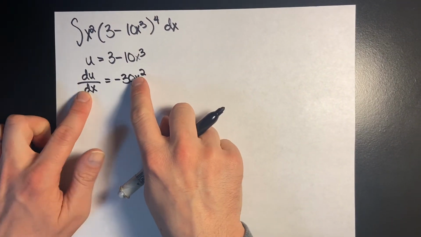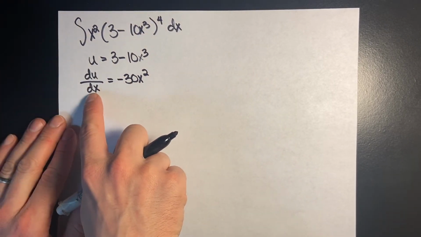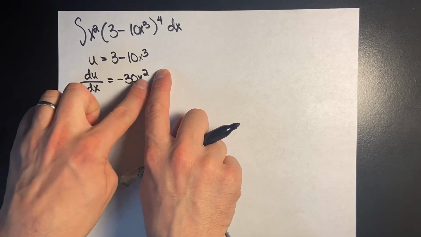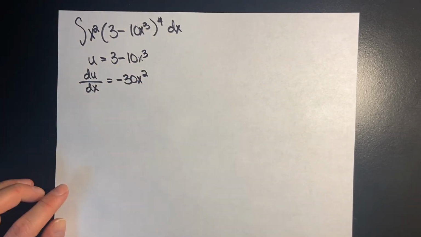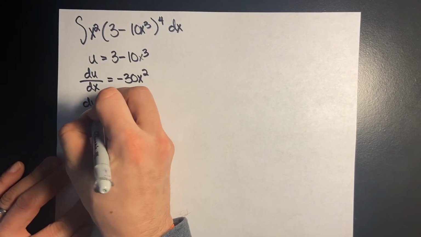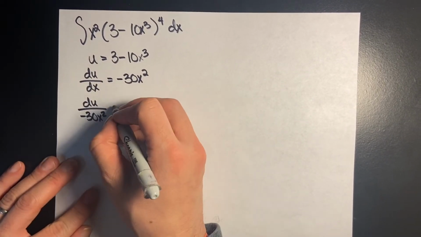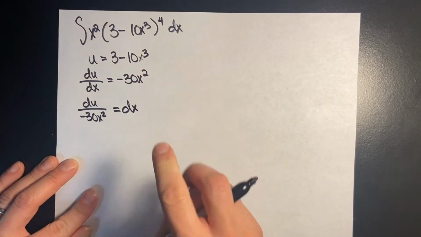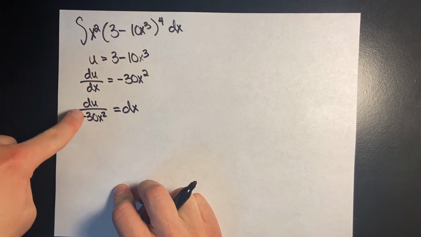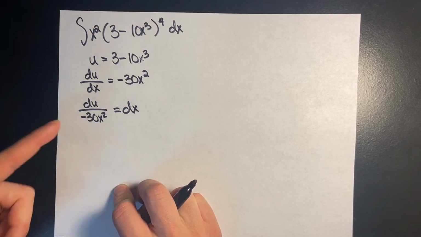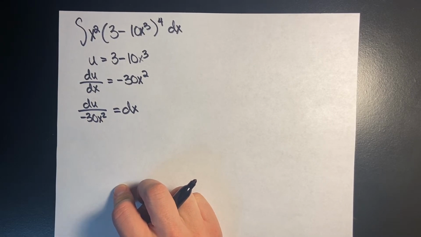Now I solve for dx, which involves a swap of these two guys. Remember in the last problem, we multiplied both sides by dx and we divided both sides by whatever was over here, and we just ended up finding out that all I had to do was go like that. So du over negative 30x squared equals dx. Now before you freak out and you're like, well, hold on now. This isn't the same as that. These two aren't the exact same. No, but the number in front doesn't really make a difference in the end, and you'll see.